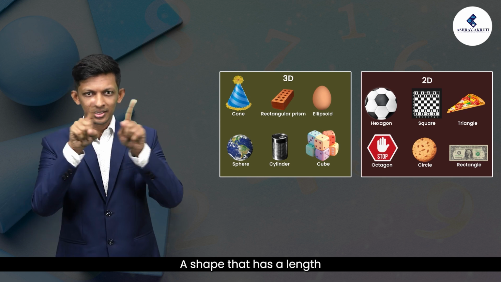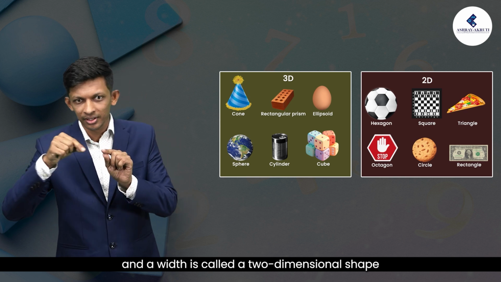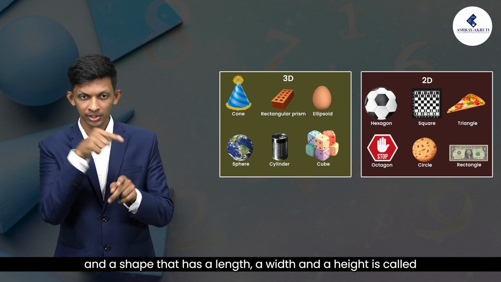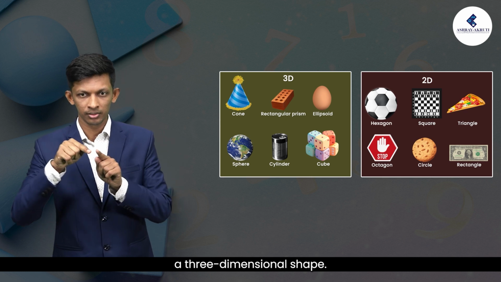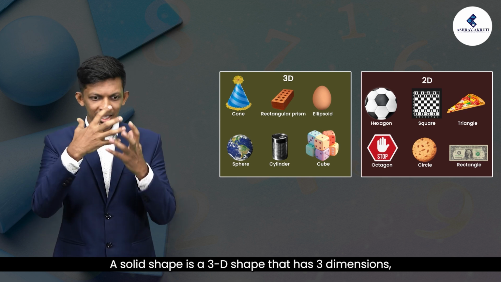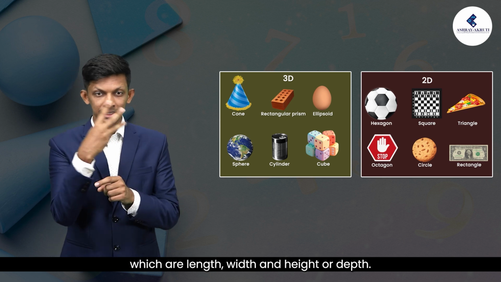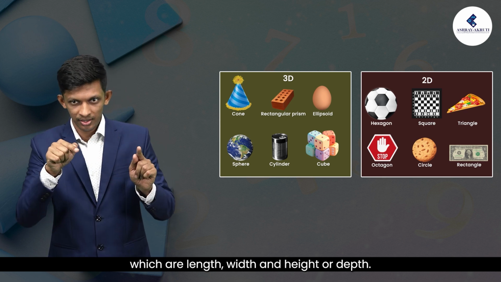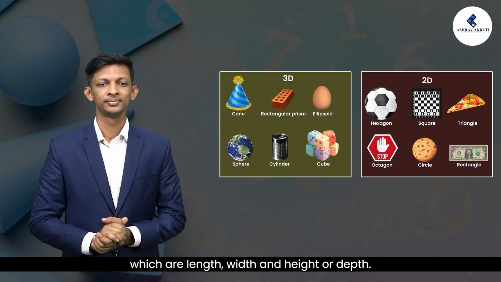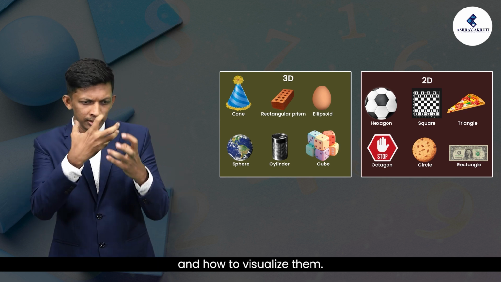A shape that has a length and a width is called a two-dimensional shape, and a shape that has a length, width and a height is called a three-dimensional shape. A solid shape is a 3D shape that has three dimensions, which are length, width and height or depth. In this lesson, we will learn about solid shapes and how to visualize them.